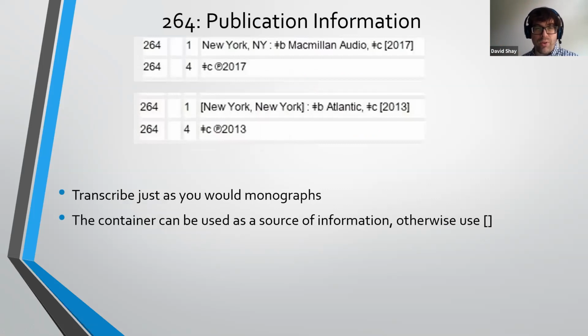Publication information is transcribed just as you would for a monograph. Your container can be used as a source of information. Otherwise, if you can't get any of your publication information from your disk or from your container, you're going to want to put it in square brackets. And for audio, instead of using a copyright sign, the traditional C in a circle, you'll use this little P in a circle. I don't know what the Unicode for that one is, but it functions just like a copyright statement. It goes in the 264, second indicator 4.